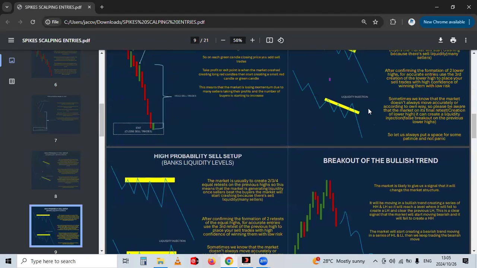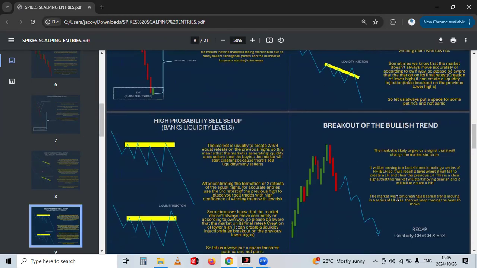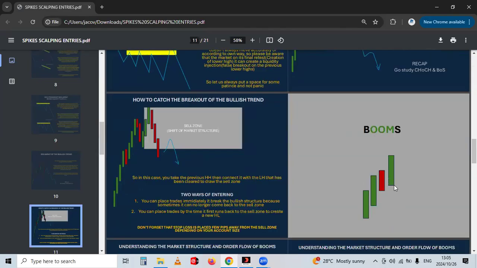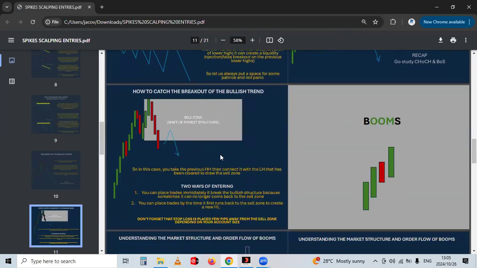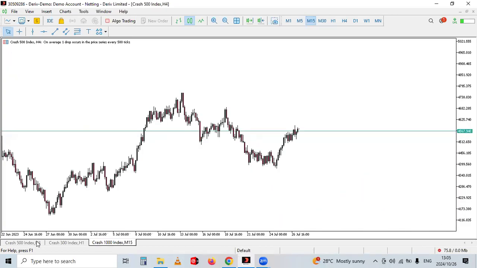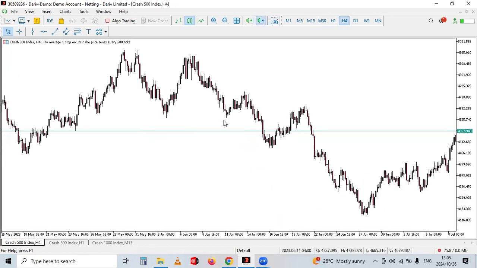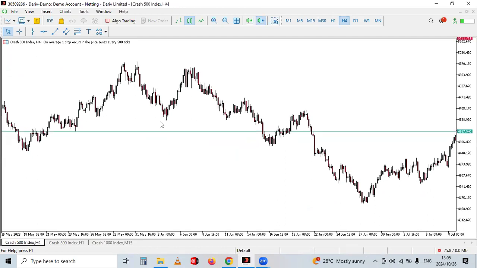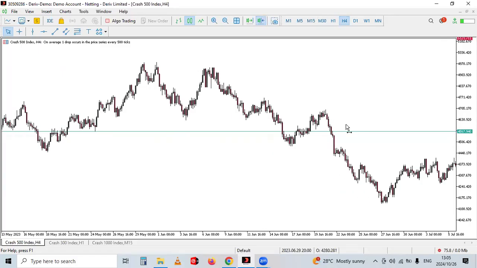So we're done with these sell setups. This one, we're done. Also this one. Now we're moving to a break of structure. How do we trade our break of structure? Okay, guys, as I told you, the time frame that you can use is almost any time frame above 1 hour, or 5 minutes, I mean. So this is a 4-hourly chart. It's Crash 500. Let me show you what you want to do on this chart.